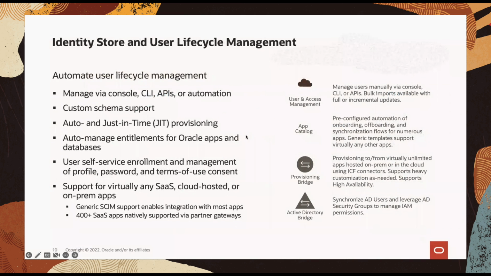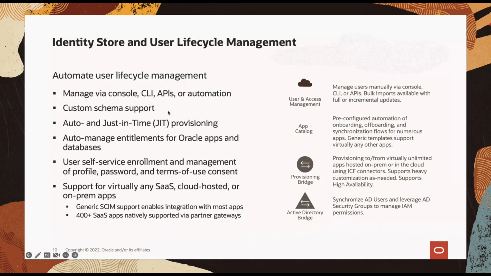So that was about the inbound authentication, right? And then let's talk about the identity store and user lifecycle management. Of course, you can manage the users and the entitlements directly in the console, but it's also common for customers to want to automate account provisioning, deprovisioning, and entitlement management. So we have several ways to do it. You can do it using the command line interface, the OCI CLI, or using the APIs.